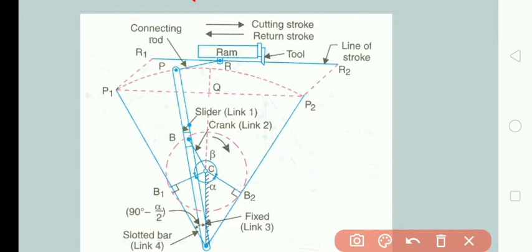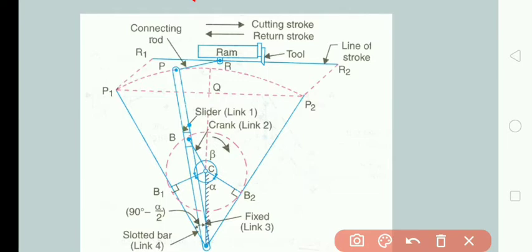You can also observe that during the forward stroke there are two angles here, angle beta and angle alpha. During the forward stroke, the angle turned by the crank is beta, and during the return stroke the angle turned by the crank is alpha. You can see from the figure that beta is greater than alpha. That means the angular rotation of the crank during the forward stroke is greater than the angular rotation of the crank during the return stroke.